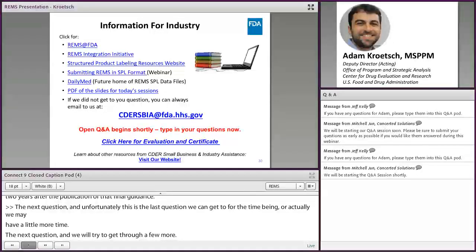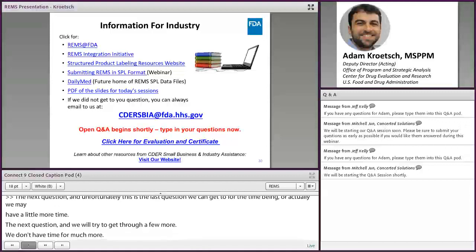Is the REMS template and XForms ready to be used? Are all the validation procedures finalized? The answer to that is yes, and we are able to accept REMS in SPL format. You can use XForms, and you can validate. All of the validation rules are in place to allow you to validate your REMS submissions.